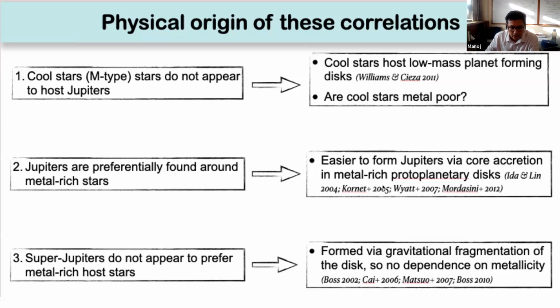There is a question on the chat window. Does every giant planet form by the core accretion process? Yeah, Jupiter-like planets, that is what we believe. Jupiter-like planets form by core accretion. So in a minute, I'll come to the other one.